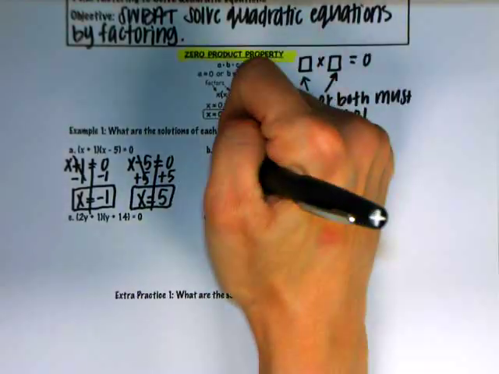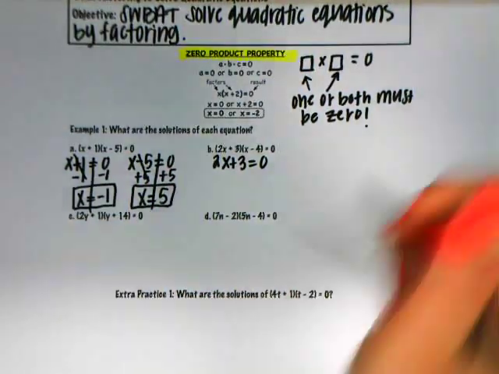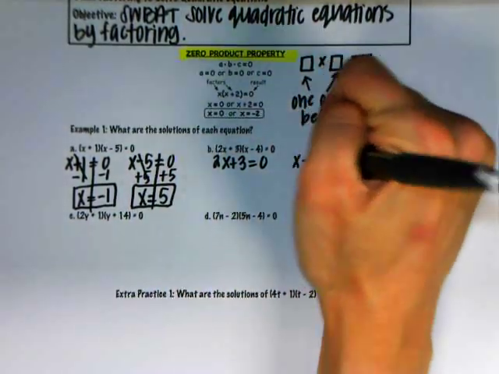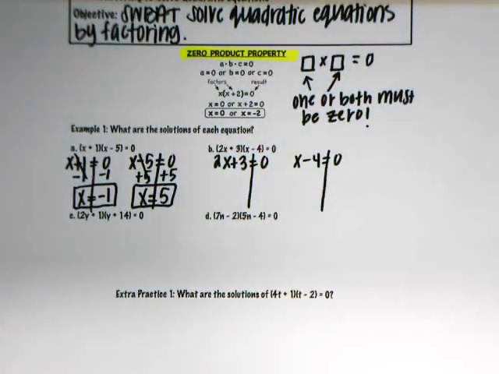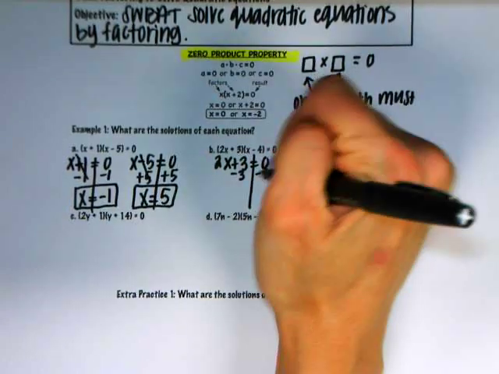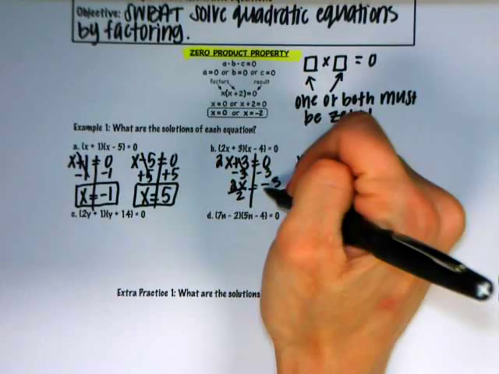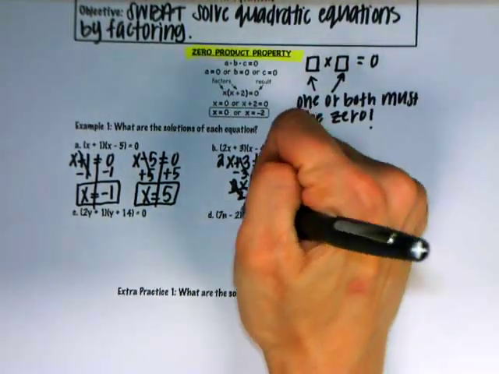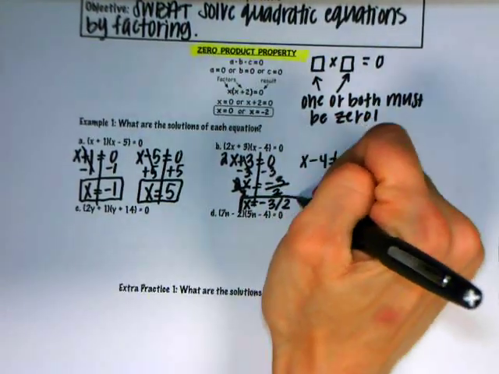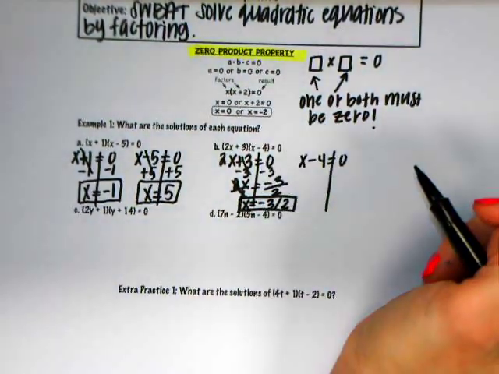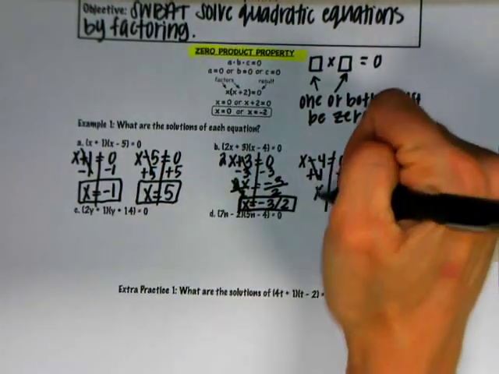So on this one, 2x plus 3 equals 0 and x minus 4 equals 0. So do minus 3. 2x equals negative 3. Divide by 2. And keep it as a fraction. x equals negative 3 over 2 will be one of your solutions. And then add 4. So x equals 4 will be your other answer.